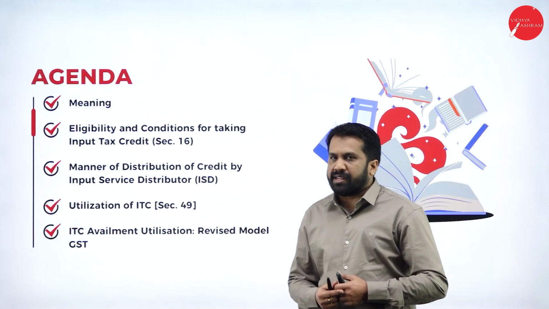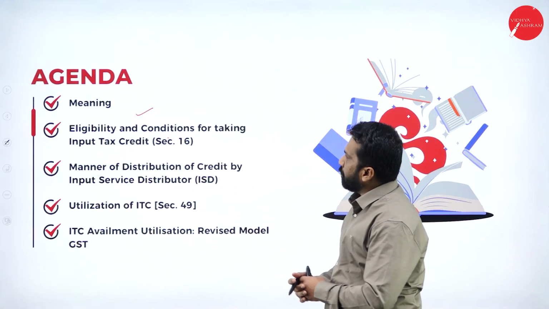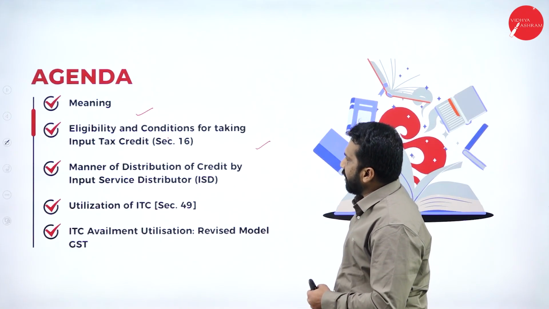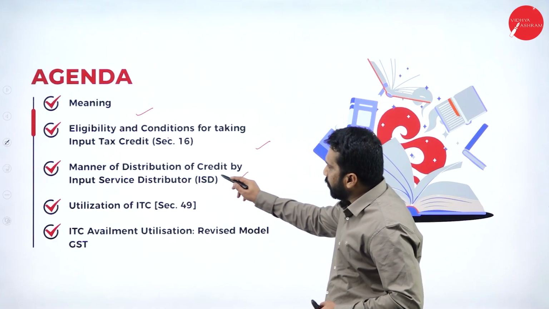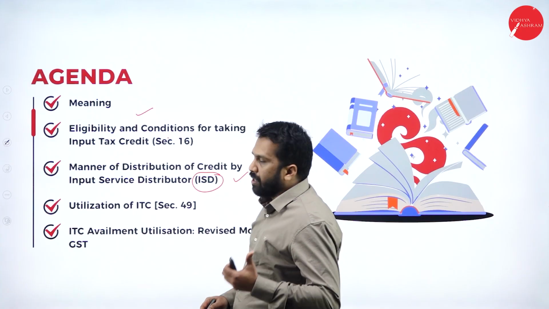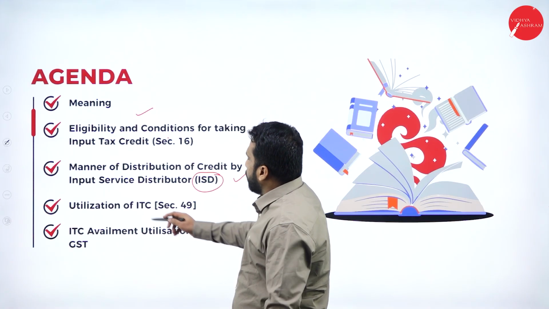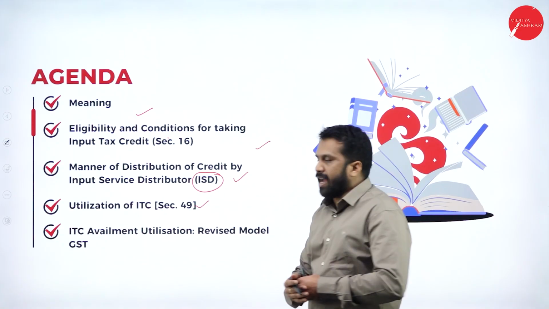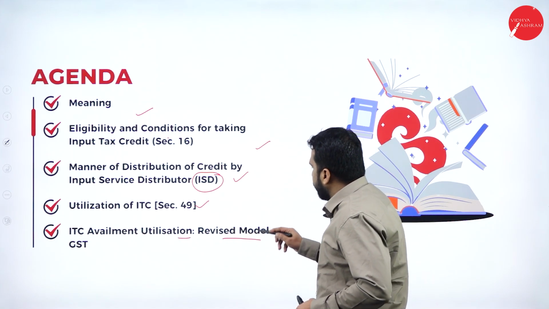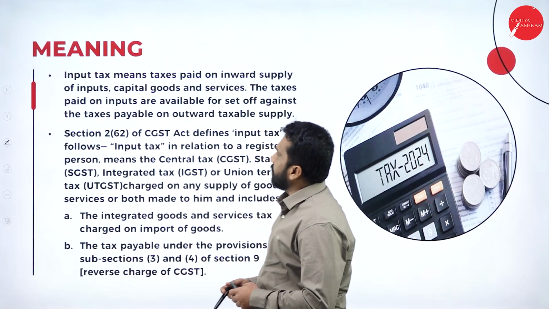In today's session, we will discuss the meaning, eligibility and conditions for taking input tax credit, and the manner of distribution of credit by the input service distributor. As I told you, ISD. It is most important for 2 marks that you expand the abbreviation of ISD. Then utilization of ITC, input tax credit, ITC availment, utilization, revised model. These are the topics you are supposed to learn in today's session.